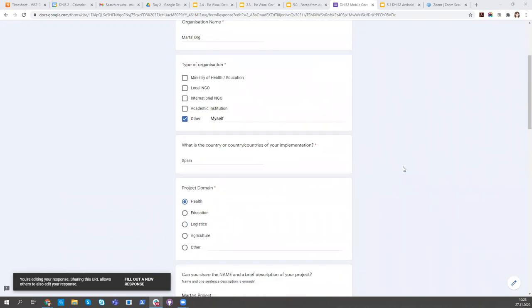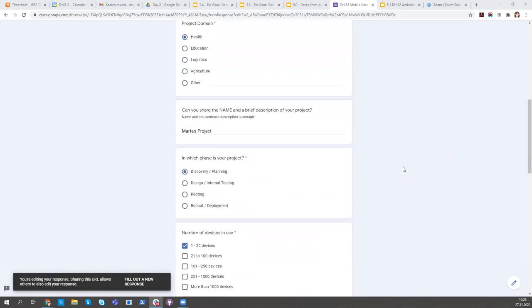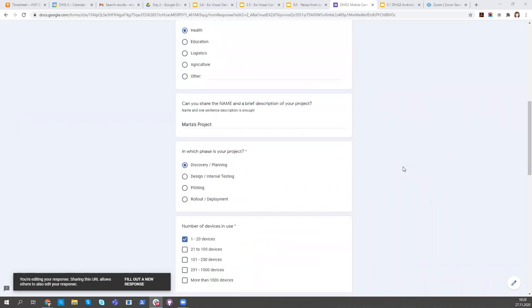Actually, I could have removed the email. I think it's collecting emails as the first step, and I'm not sure we needed that in this context. Usually we add the email as well because we may get back to you if we wanted to propose your story to be documented as a user story to be shared.